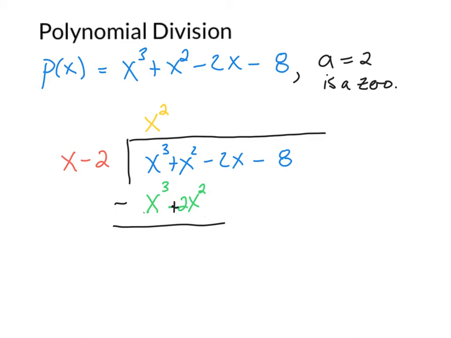So x cubed minus x cubed is 0, so these are going to cancel, which is great. I should see that every time. And then for my next term, x squared plus 2x squared gives me 3x squared. So I take that 3x squared and write it down here, and I bring all of my other terms down. This minus 2x has to come down, and this minus 8 has to come down, and I get a new polynomial, 3x squared minus 2x minus 8.